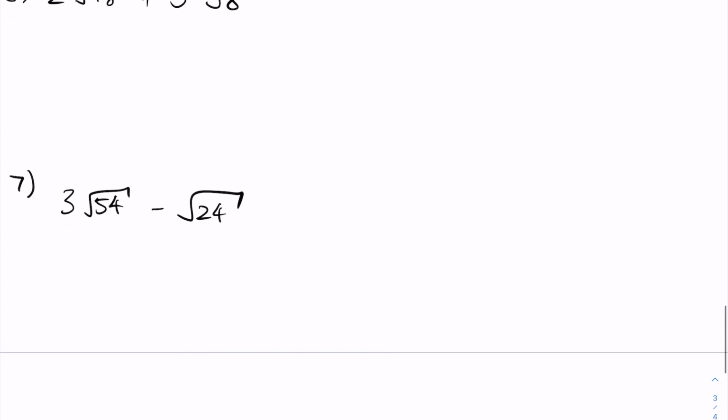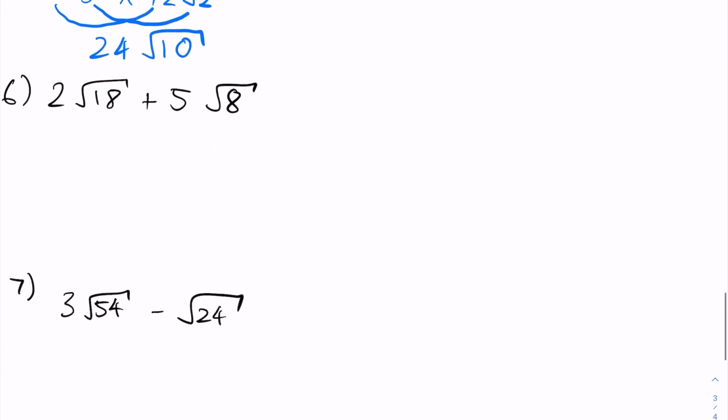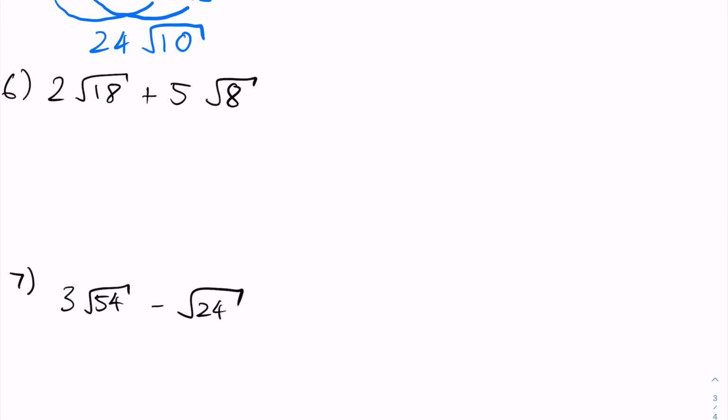Question number 6. So we're looking at addition and subtraction now, just to finish up with. We have 2 root 18 plus 5 root 8. And now it's worth noting for addition and subtraction, you can't blend together these numbers unless they're exactly the same.